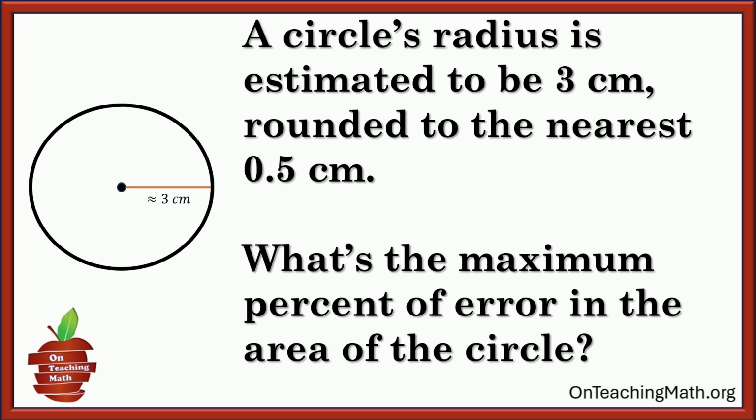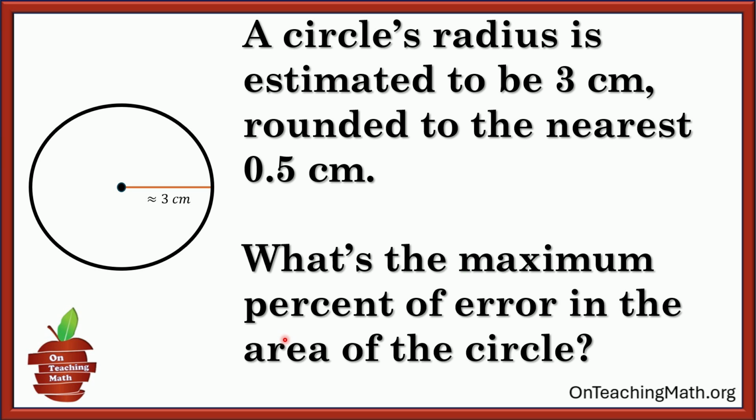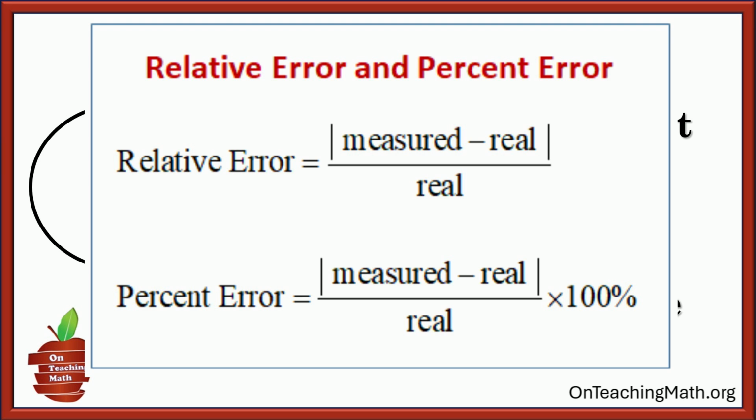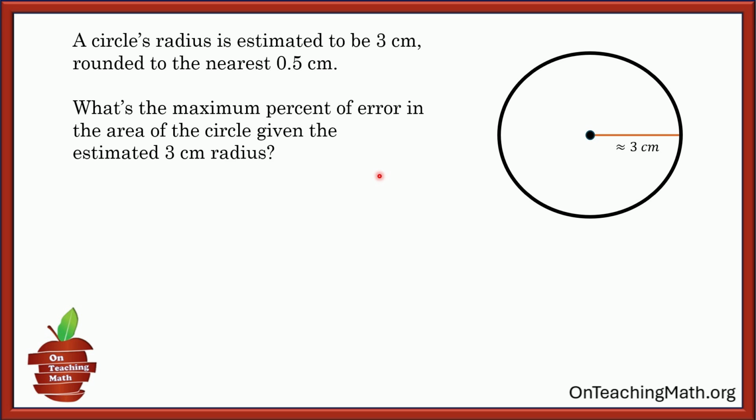I got a pretty cool problem right here. I really like this one. It made me think. It was kind of cool. We're dealing with percentage of error, which isn't so difficult. There's a pretty simple formula to follow, but what's really kind of cool about this one is how the rounding rule is applied to this situation. So let's go ahead and get into it, shall we?